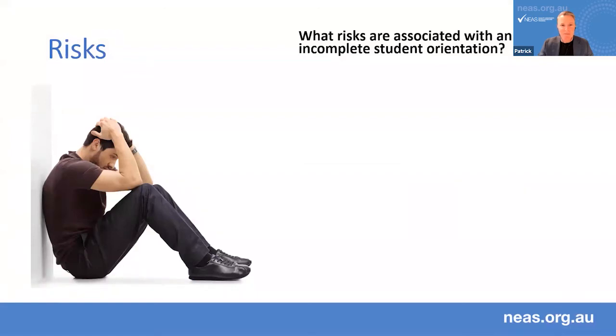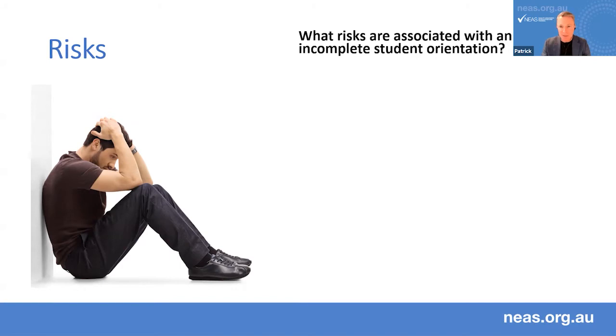What happens if there's an incomplete student orientation or there's no opportunity to do an orientation? What do you think the risks are? So I'm going to ask you to pop back into the chat, and if you can, please think about a risk that might occur or might happen if the orientation is incomplete or not done. What do you think a risk is?